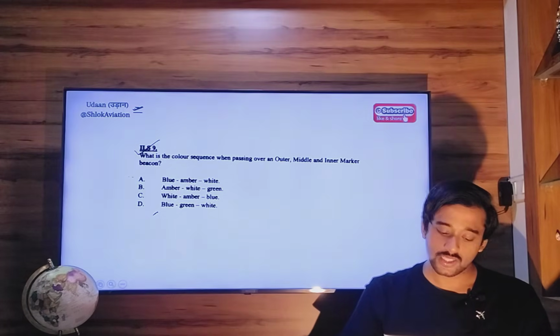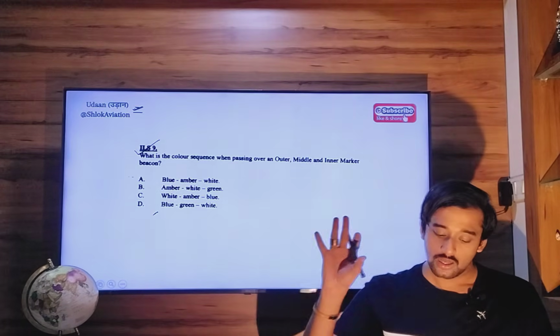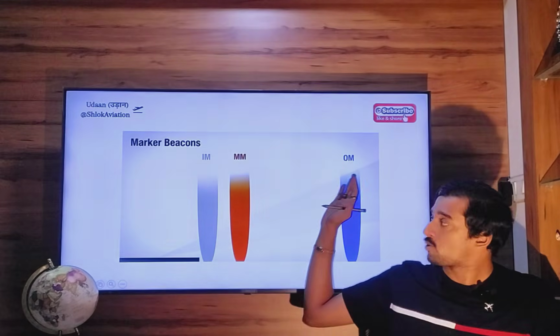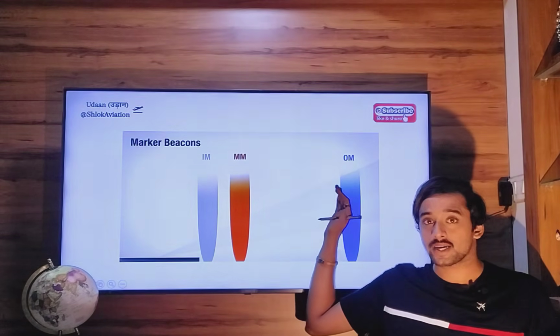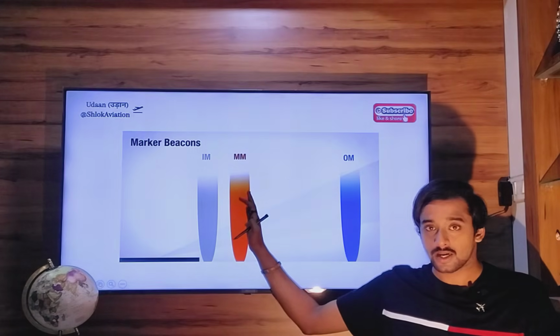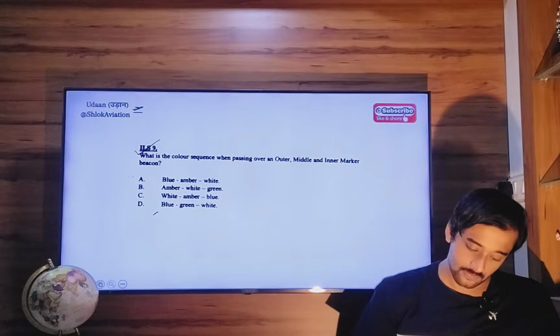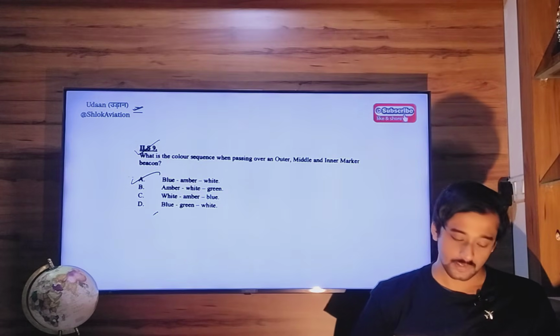What is the color sequence when passing from outer marker, then middle marker, after that inner marker? So outer marker is blue. So first you encounter blue color, then amber color, and then the white color. So blue, amber, white. Option alpha.